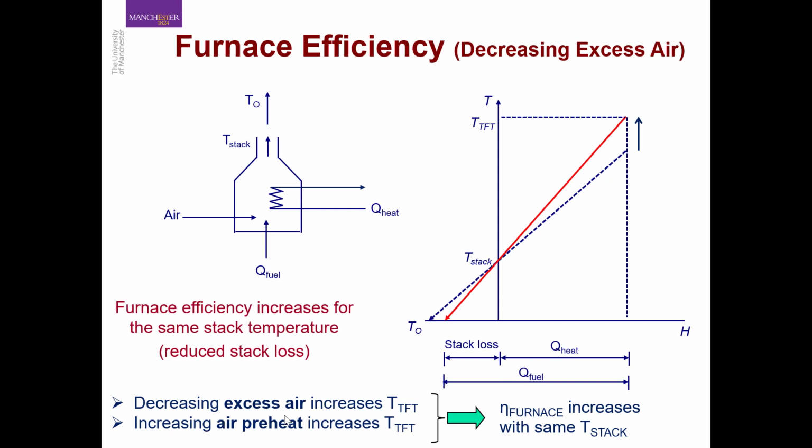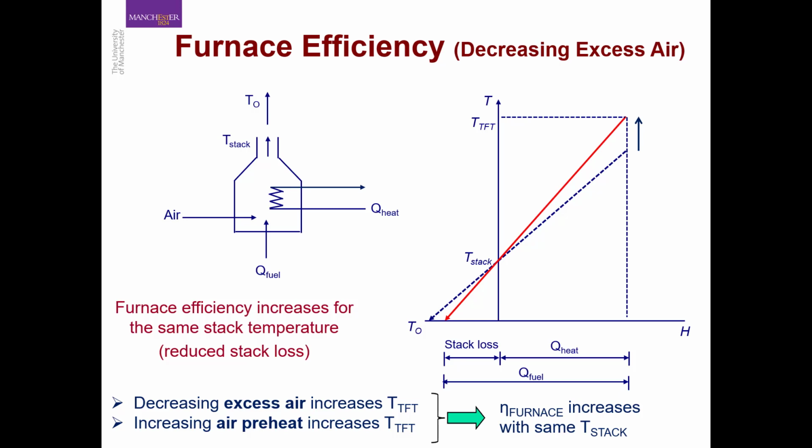So decreasing the excess air will increase our TFT, as you can see here, and once we have an increase in our TFT, for the same stack temperature we will have less stack loss, and as such a higher efficiency. But as I said, we have to make sure that we are providing enough excess air to complete the combustion, because if you are not providing enough air, you will have incomplete combustion, and that is also going to reduce the efficiency of your furnace.